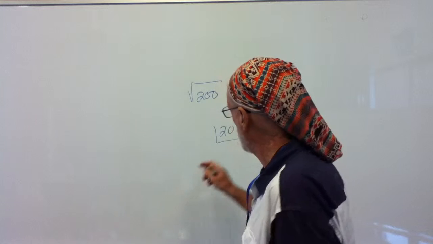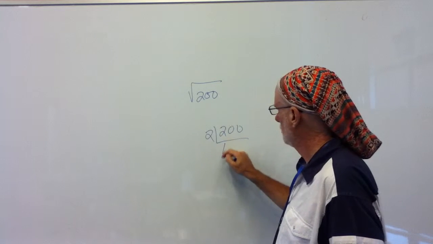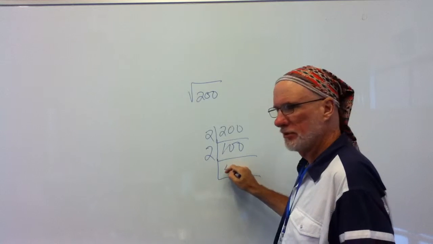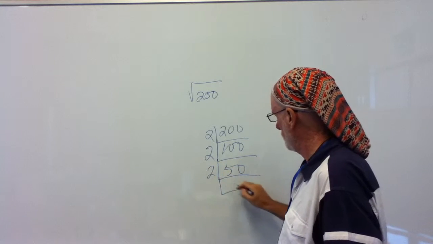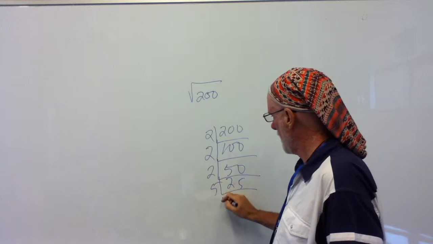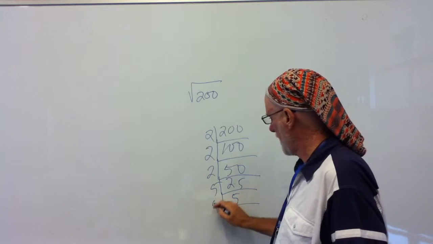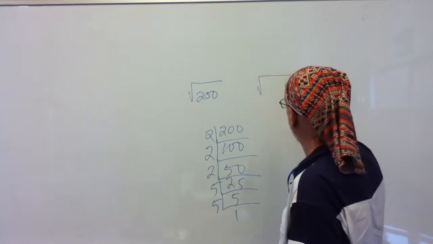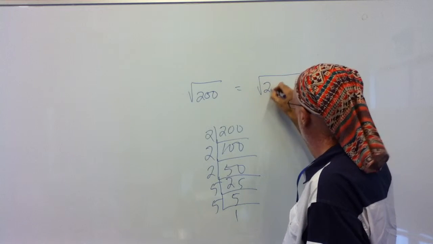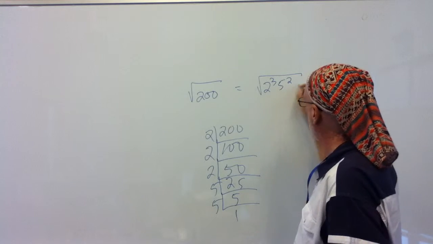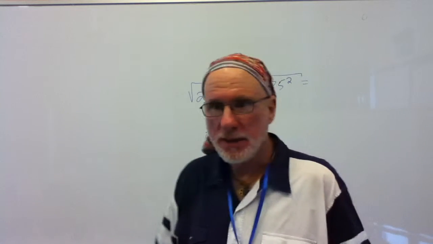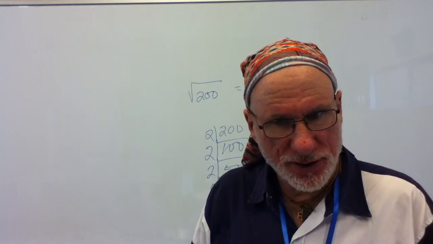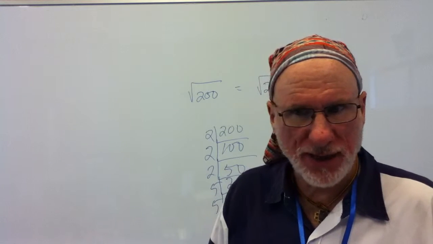Isn't it awful? All right, so 2, 100. 2, 50. 2, 25. 5, 5. 1. Yes? All right, so what's the index form? 2 cubed 5 squared. Yes or no? Yes. Now write it as a set of squares and then whatever else is left over.